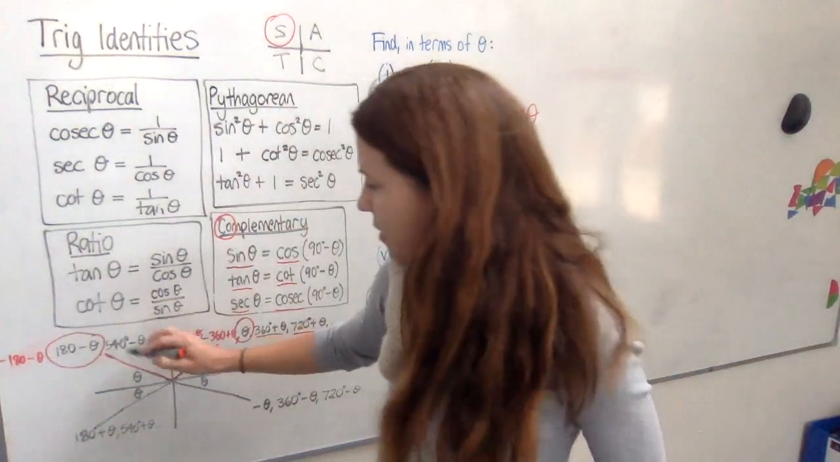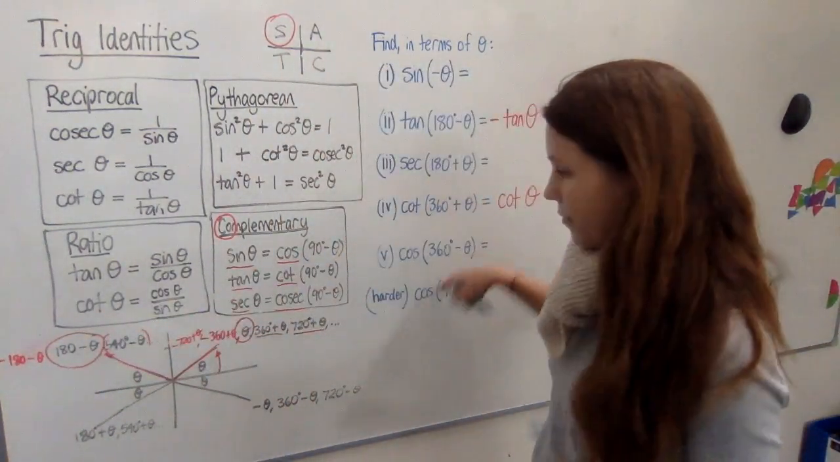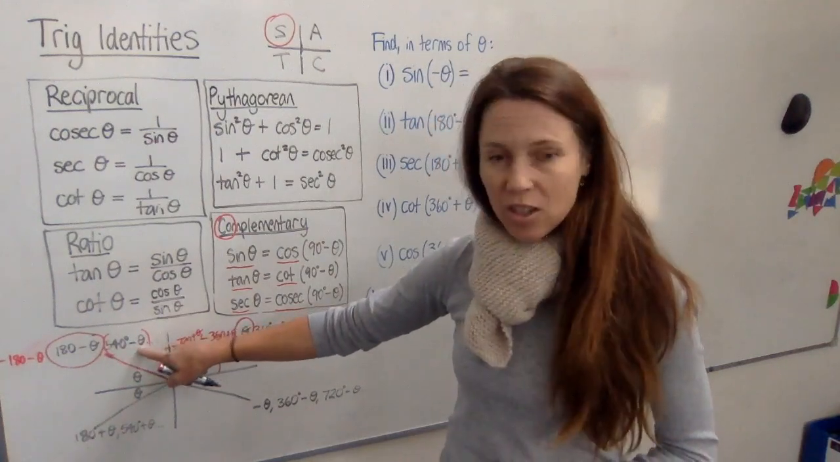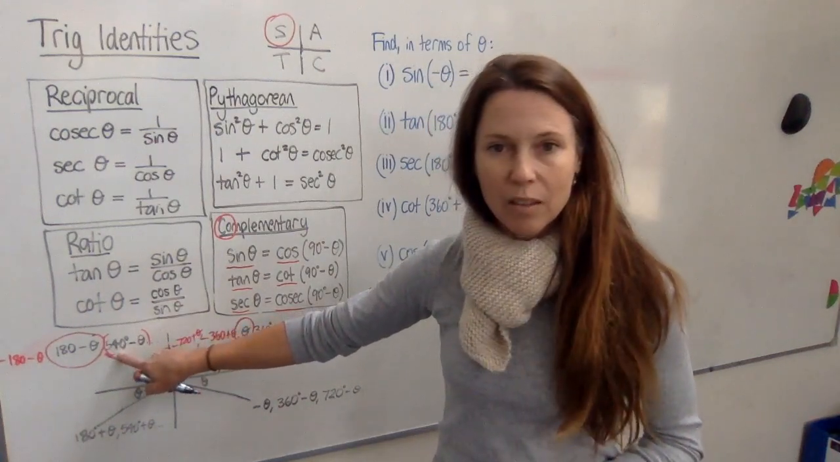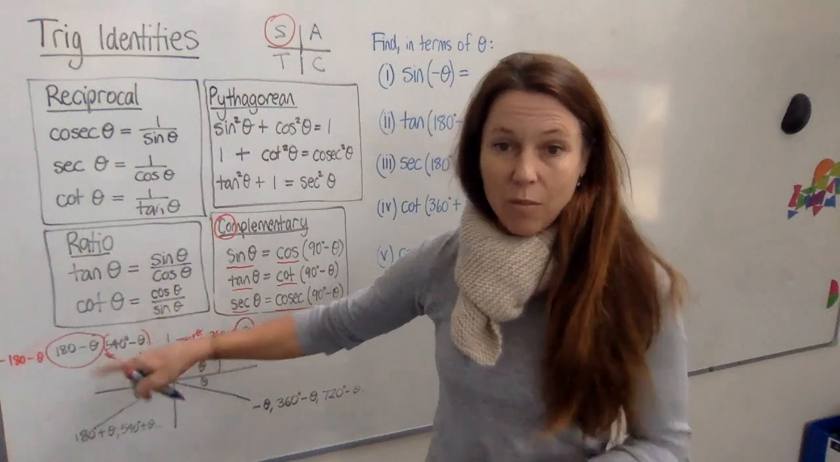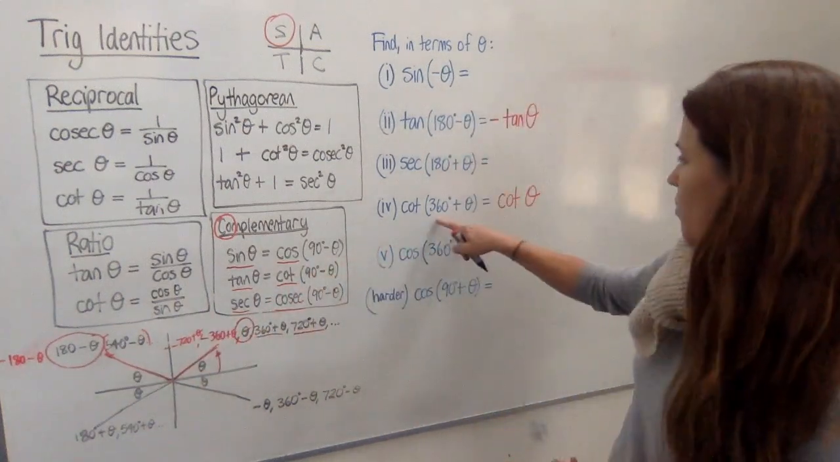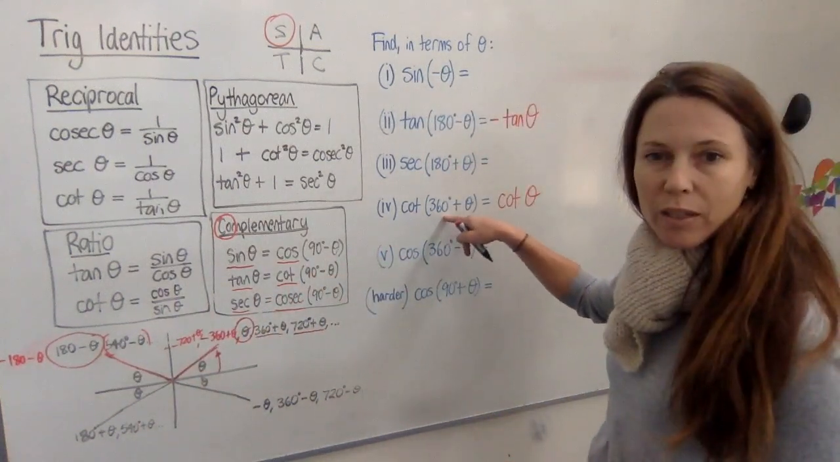So if you get an answer, a question like this over here, 540 minus theta, just take 360 off that to make it a little bit nicer looking and simpler, and it'll be exactly the same. Just like this one was the same as if we just took 360 off it.